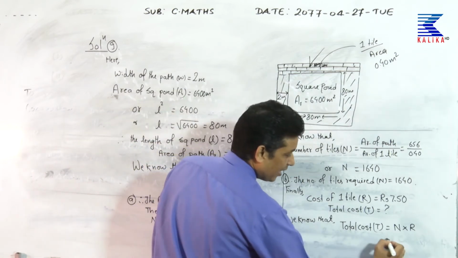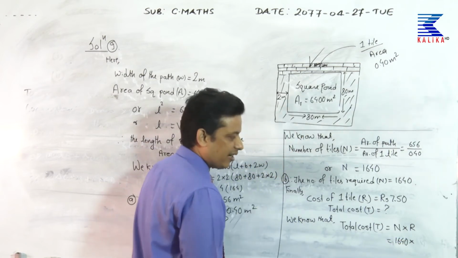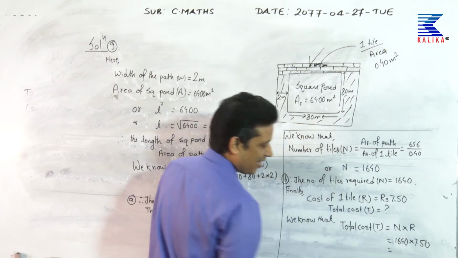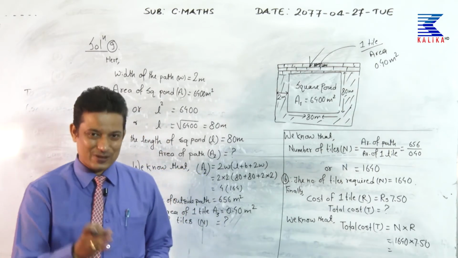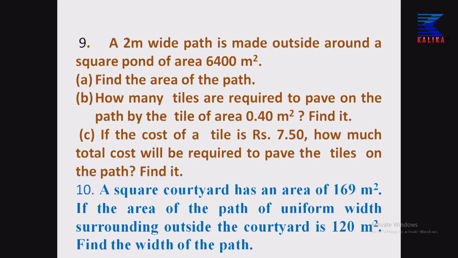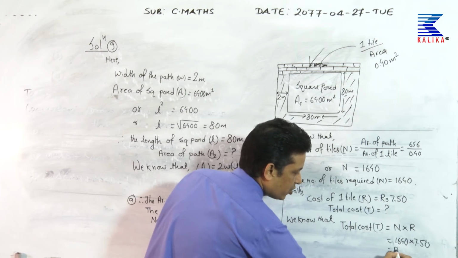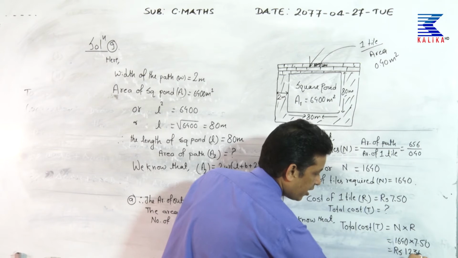That will be number of tiles 1640 times rate 7.50. Again, I should use my device to calculate the product. So, dear student, you can calculate yourself. It is 1640 times 7.5. It is cost, so its unit is rupees, and the answer is 12300.